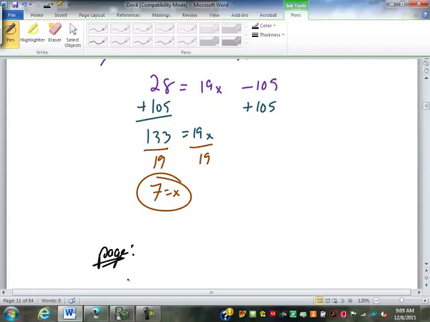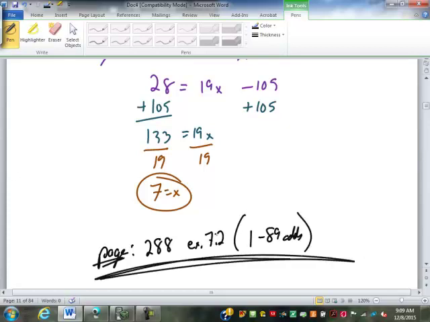Fortunately, most of the stuff we see isn't really quite that complex. So in your book on page 288, exercise 7.2, 1 through 89, the odds, goes through these. Again, feel free to skip around a bit. You don't have to do all 45 problems.